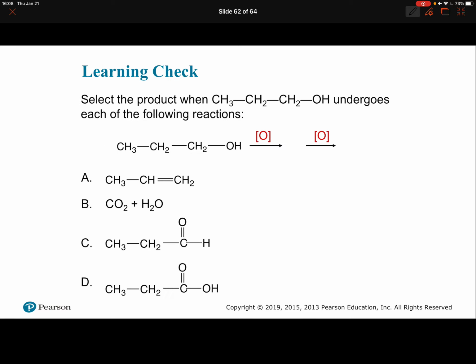All right, and select the product when 1-propanol undergoes each of these reactions. So first an oxidation, and then a second oxidation. Hoping that you first picked C and then D. So C would be the first product, D would be the second product.